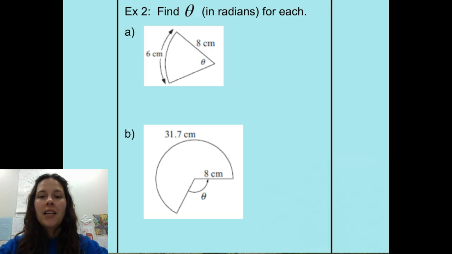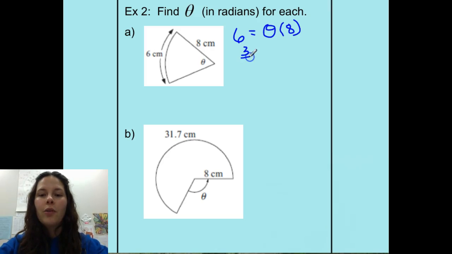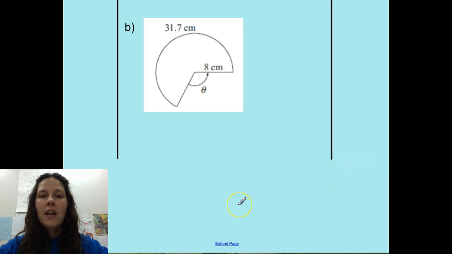We're going to apply that formula again, but this time we're going to find the angle measure knowing the arc length. So our first one, we have an arc length of 6 equals the angle measure in radians times the radius. Dividing both sides by the radius, we get 6/8 or 3/4 equals our angle in radians. For part B, notice the angle is outside our sector. So once we find the angle formed by our arc length, we'll have to subtract that from 2 pi in order to get the theta that we're looking for.